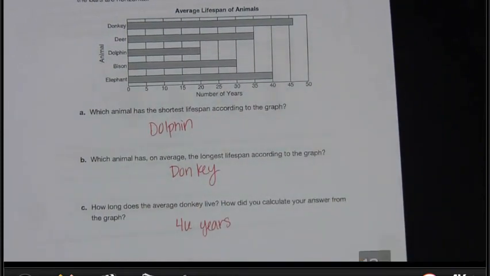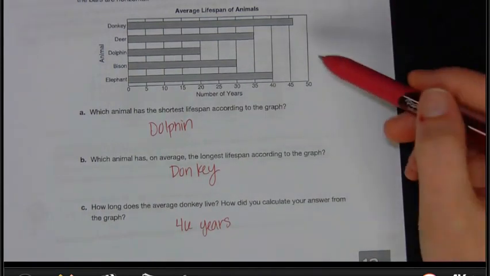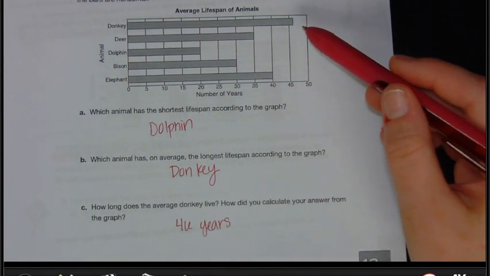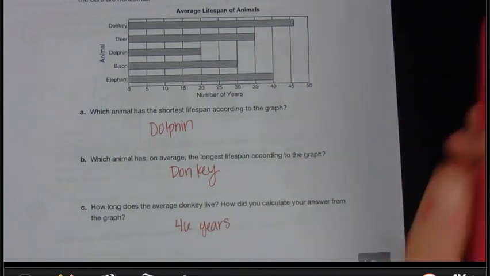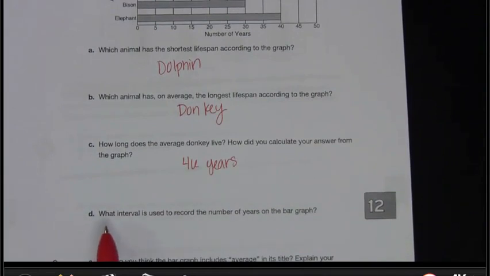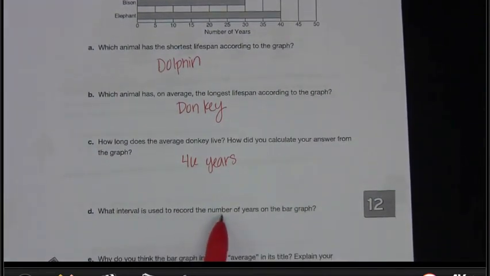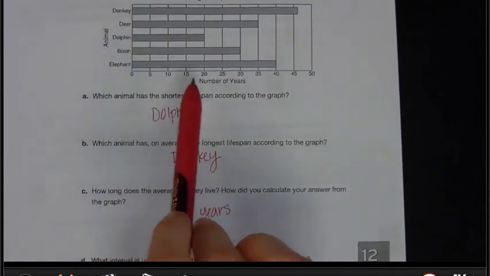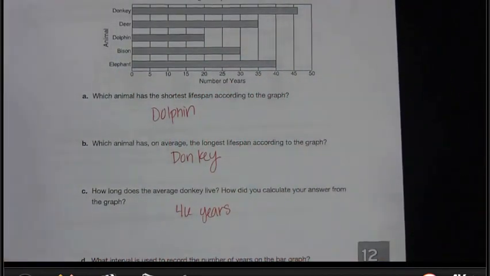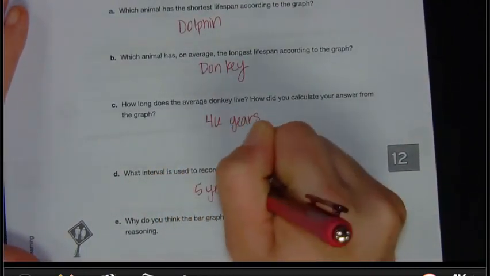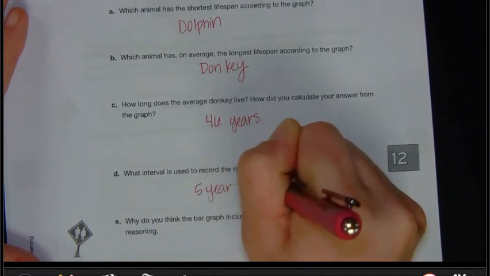Okay. On average, 46 years. Because it's not halfway between 45 and 50. It's really close to 45. So I'm going to assume that it's 1 year over 45 to be at 46. Okay. Letter D, what interval is used to record the number of years on the bar graph? Well, it's asking me, what am I going up each time? What are my intervals? And we just found that it's going up by 5 years, or 5-year intervals.